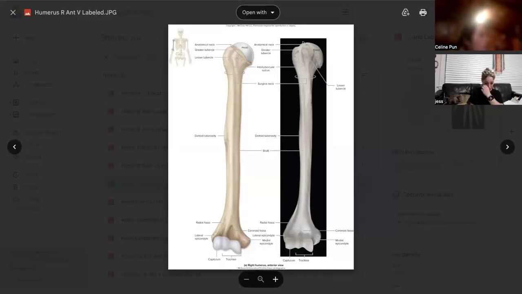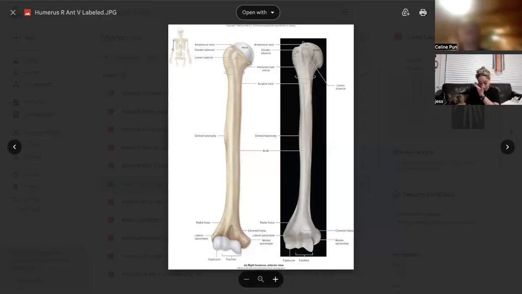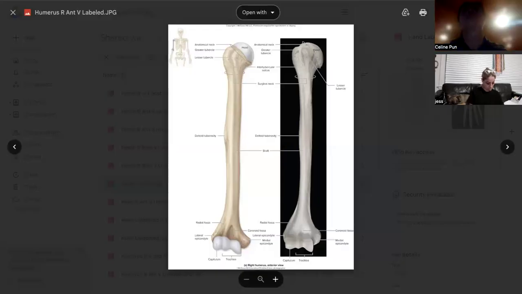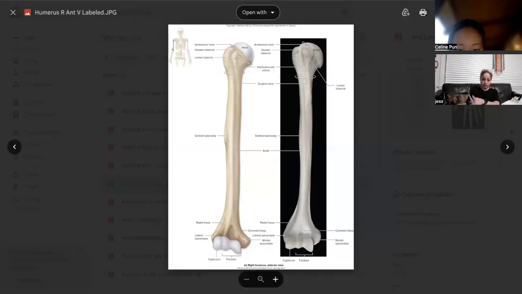Oh, okay. Now I see the words in here. Okay. Are you ready to get tested on this section? Not this one.